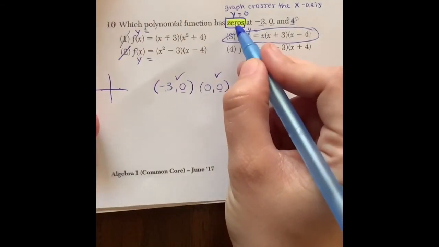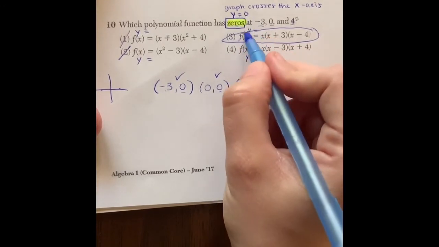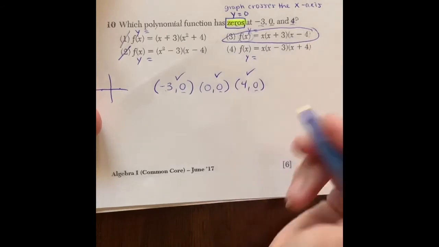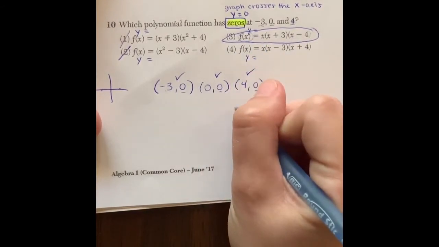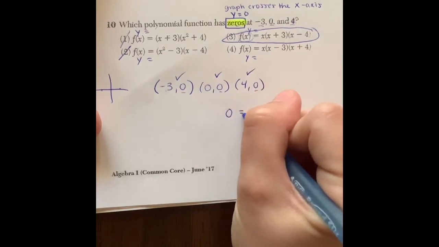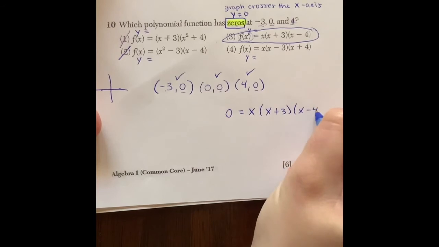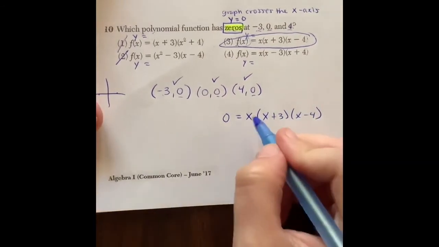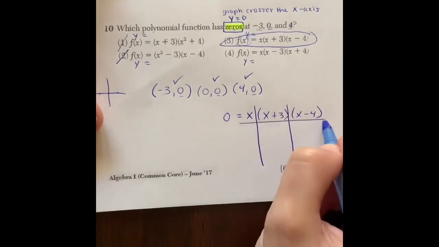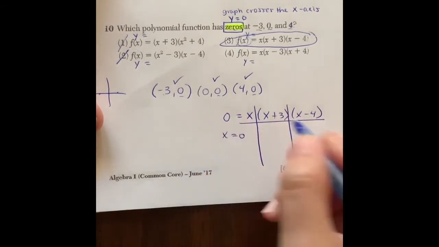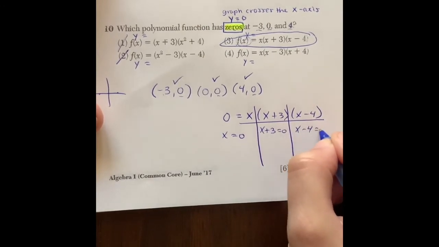So because this says zeros, and I know that y equals 0, what I can do is take this f of x and replace it with a 0. So let's just do choice 3 as the example. Instead of f of x, I'm going to write 0 equals x, x plus 3, and x minus 4. So what I could do is set up my chart here and set all three of these pieces equal to 0. So x equals 0, x plus 3 equals 0, and x minus 4 equals 0.